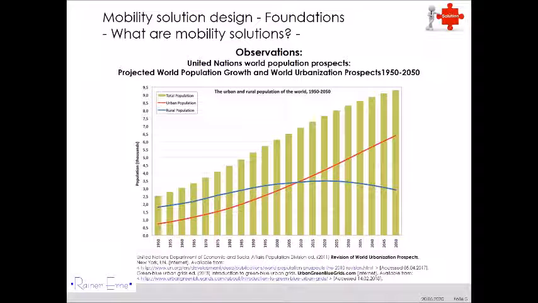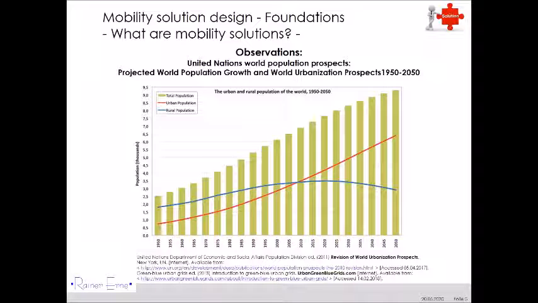So we are now in the year 2020. So we have roughly 7.2, 7.3 billion people in the world. And prospectively, this number will increase in the next 10 years to 8.3, 8.5 billion people. So this is observation number one.